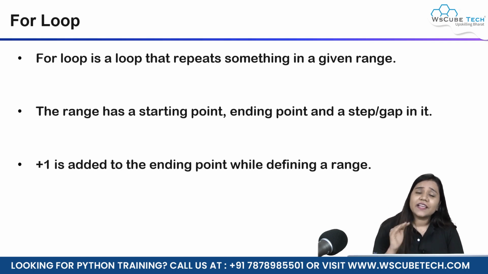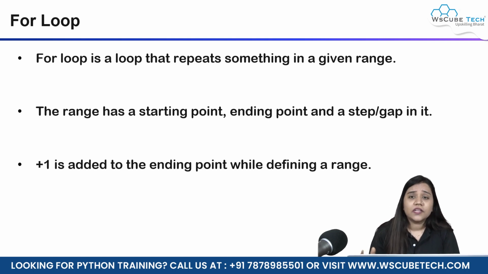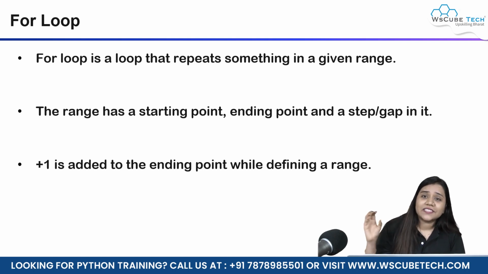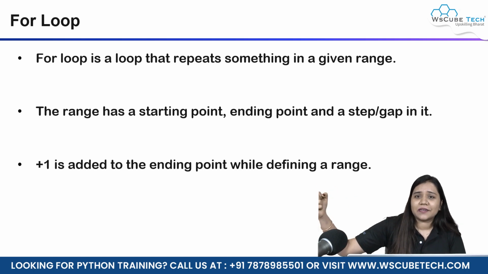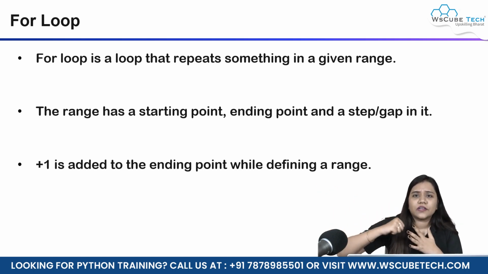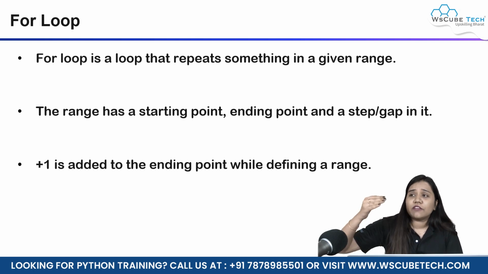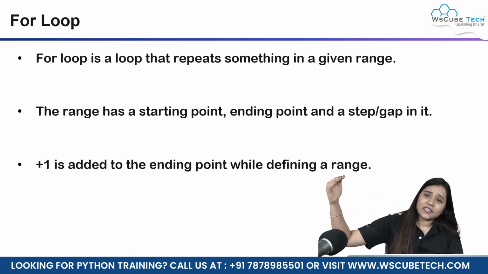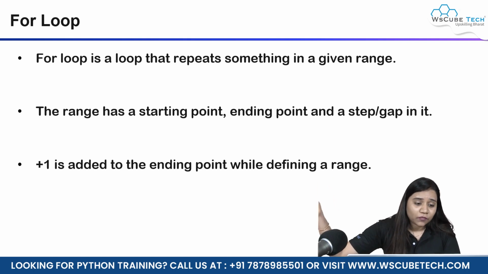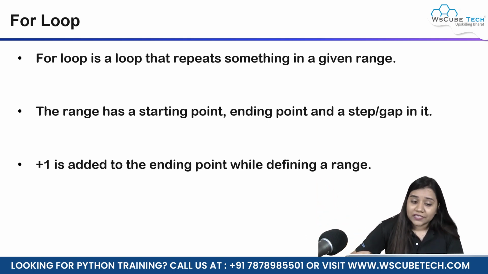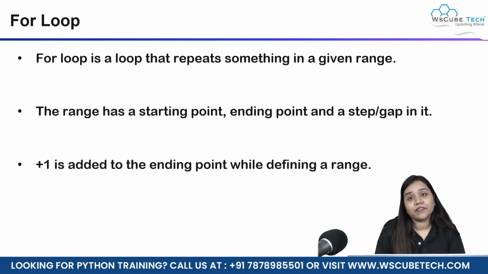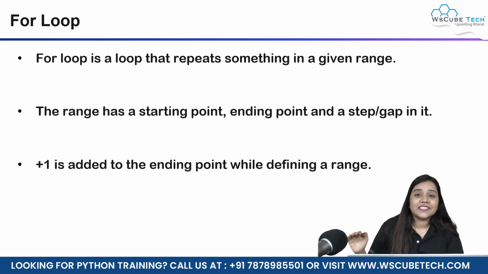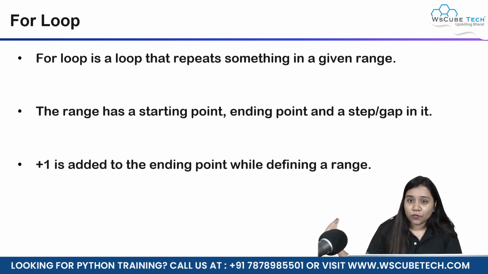Now, what is a range? A range has a starting point, from where we want to start this loop. It has the ending point, where we have to end this loop, and then we have a step in between. For example, let's say there are stairs and you want to climb the stairs. If your starting value is 1, and let's say there are 20 stairs, then your ending value would be 21, because according to the loop syntax, whatever the ending point is, we add 1 to it. So if the stairs end on 20, we write 21 over there.